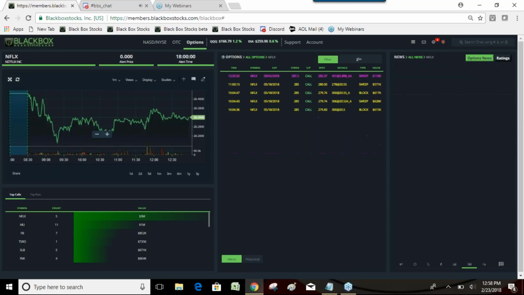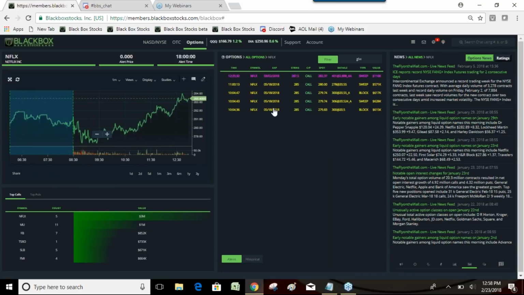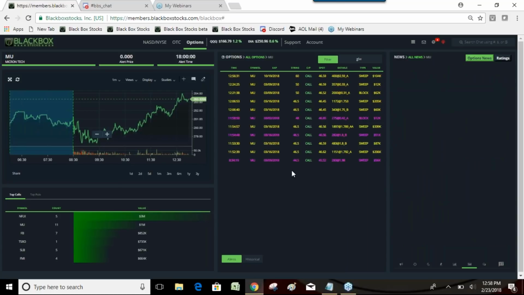Netflix, let's look at that. A lot of 285s for 518. See, these were going for 20.50, 20.50, 20.55. So I'm looking for the ones that are moving just a little bit faster generally.